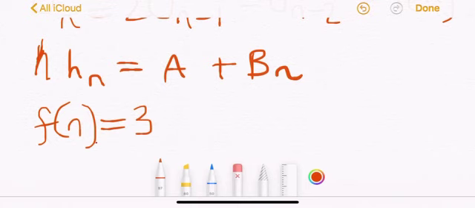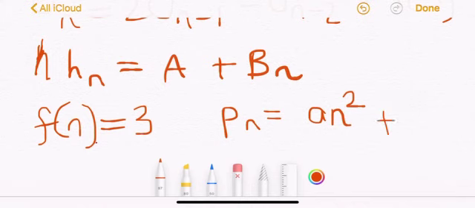Then if we think about different f's of n, if f of n is, say, 3, well, our table would tell us we have to consider p of n as being some constant a, but because there is a constant in h of n, we need to multiply that through by n, but actually there is still a linear term in h of n, there is a bn term, so we need to multiply that through by n again. So we get an a n squared. You could, if you really wanted, have a plus bn plus c here, but they wouldn't matter because they're already covered in the h of n. So we don't need that bn plus c.